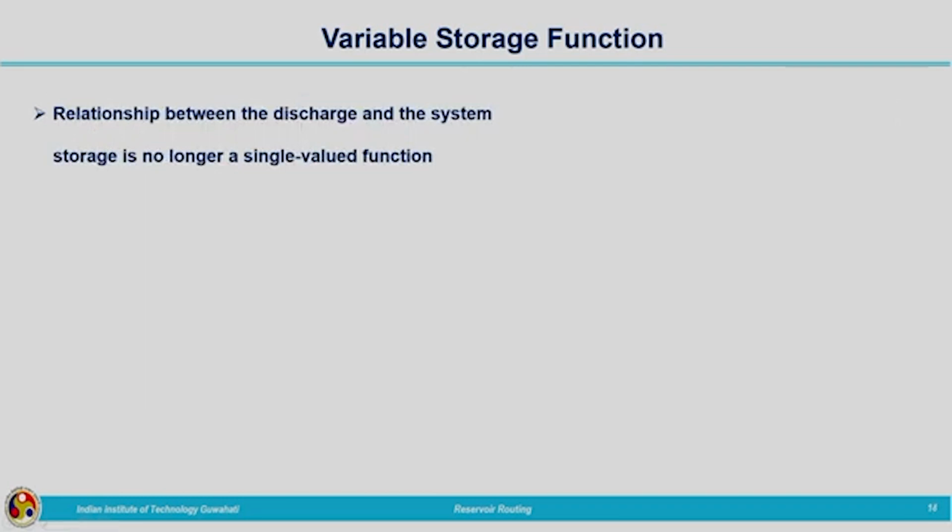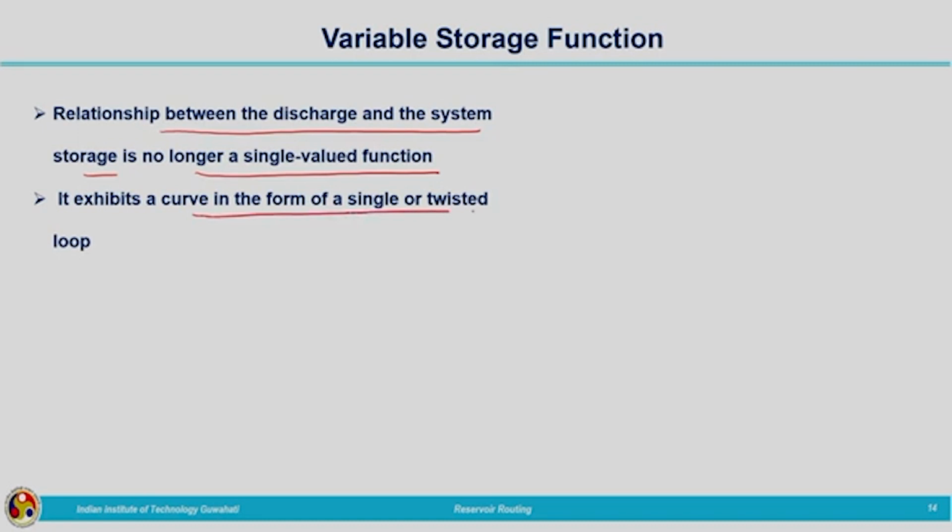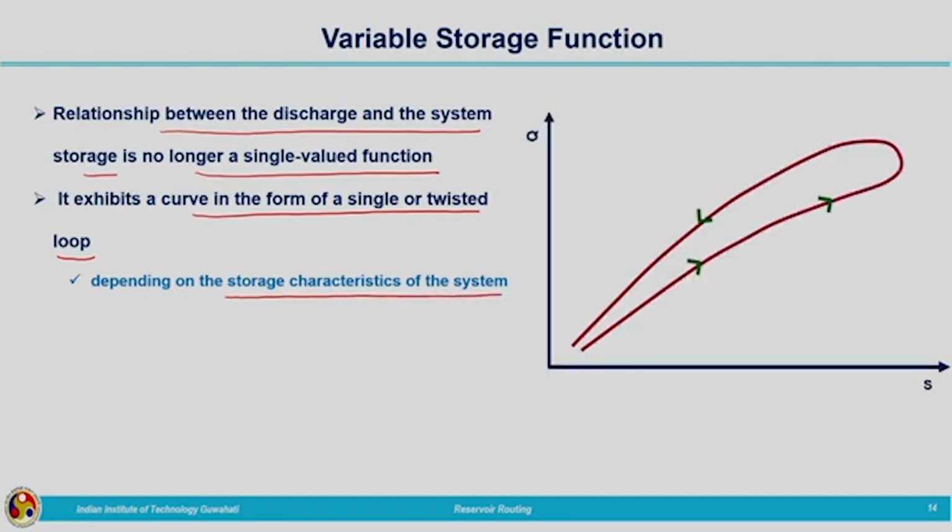Actually, what we want is the relationship between S and Q. The relationship between the discharge and the system storage is no longer a single valued function. We cannot represent the relationship between the storage and outflow by a single valued function, as we did in the case of the invariable storage function S is equal to f of Q. It exhibits a curve in the form of a single or twisted loop that depends on the storage characteristics of the system. It can be plotted by means of this curve. It is like a twisted loop.